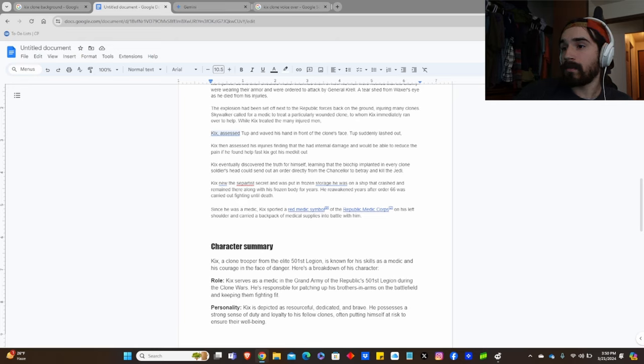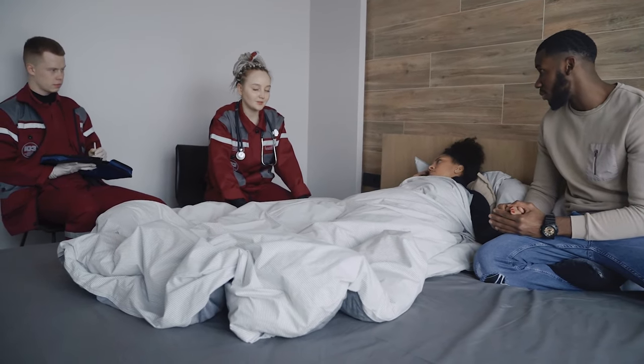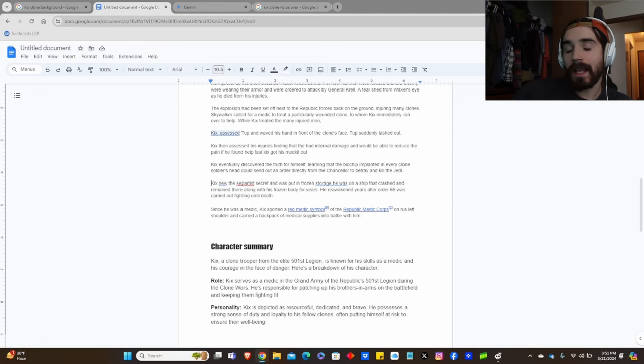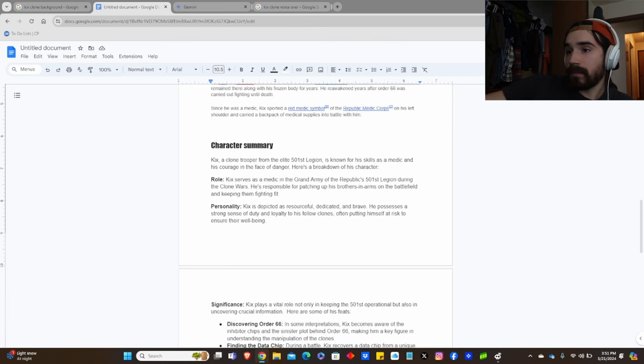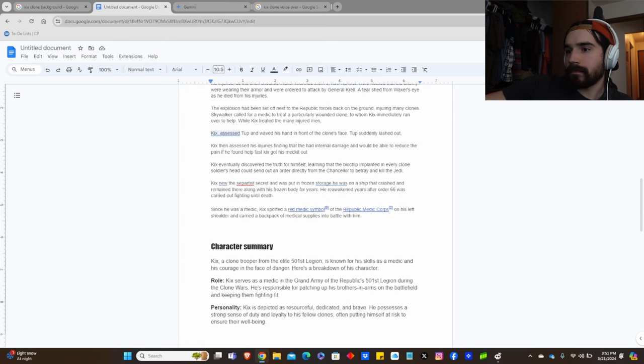He was found by the Separatists and put into frozen storage for years. The ship he was stored on while frozen crashed into a planet, and he remained in storage for years and was reawoken after Order 66 was conducted. He was reawoken by pirates and remained with those pirates until he died, and was the last clone trooper to live.